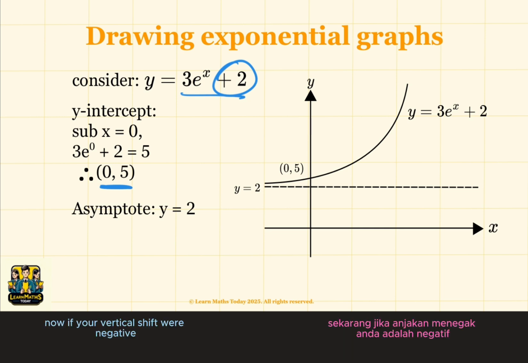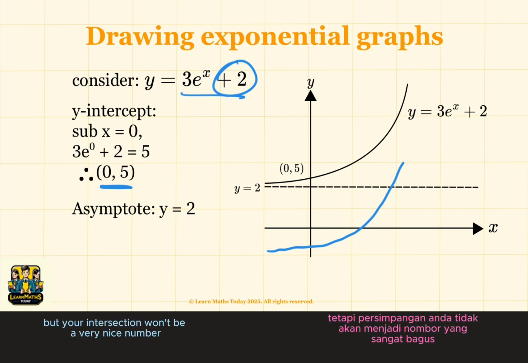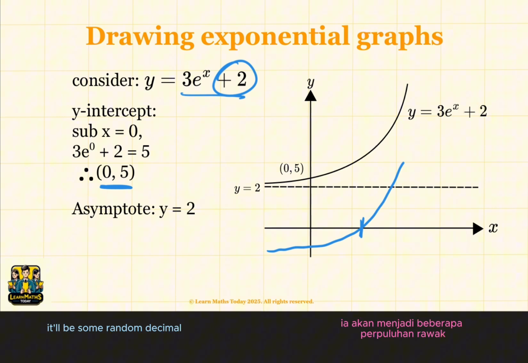Now, if your vertical shift were negative, then it will shift the entire graph down. So there would be a chance where your graph actually intersects the x-axis, but your intersection won't be a very nice number. It'll be some random decimal. And there's not really a point of solving for it. So we usually don't label it unless the question asks for it.